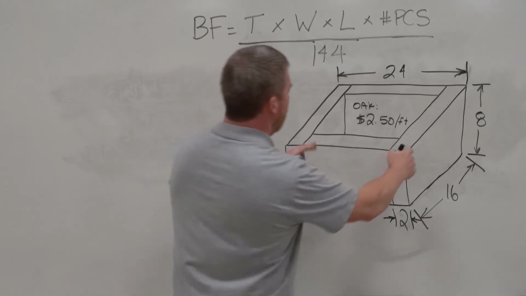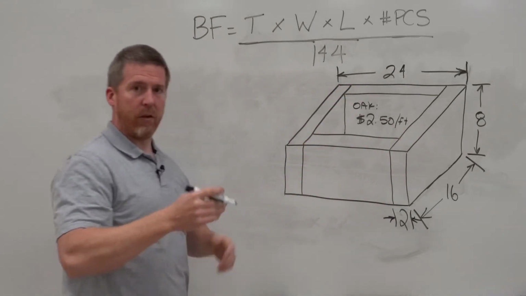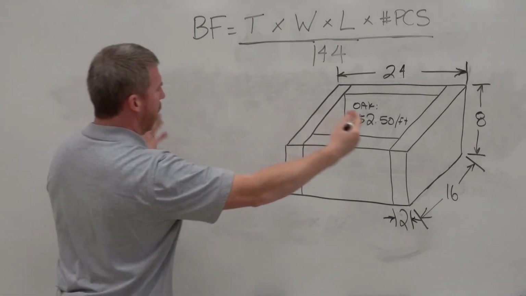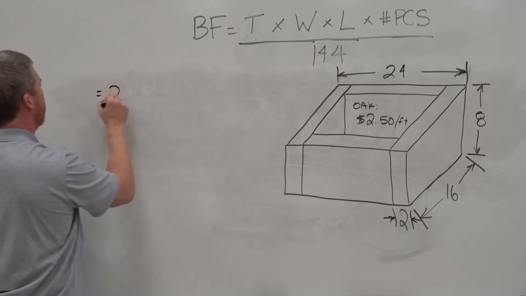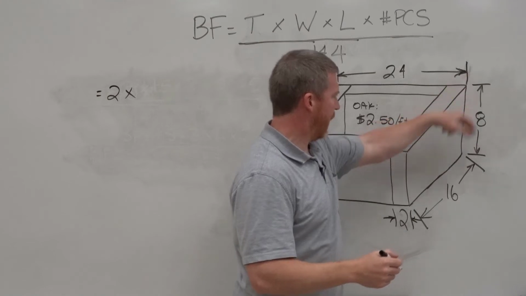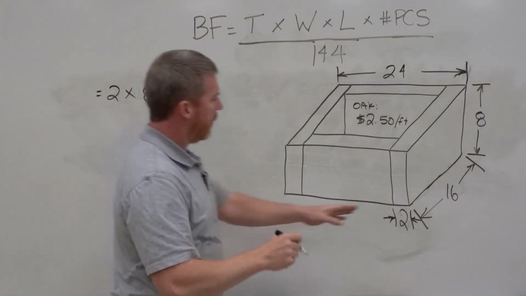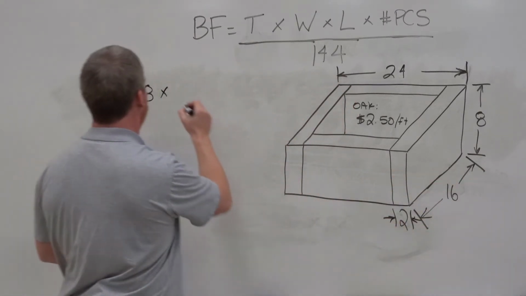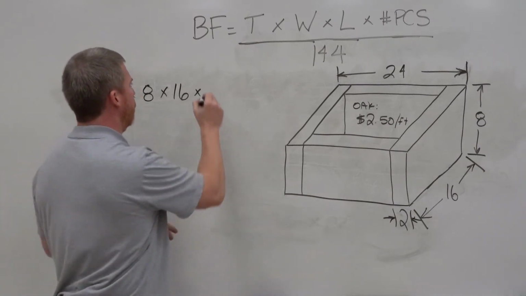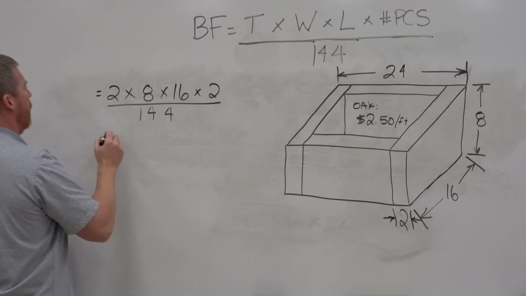So to start, we'll do our left and right pieces, and then we'll do our front and back after that. So I'm doing the sides first. We'll just put an equal sign here. Thickness of the left and right, 2 inches. Width. In this case, again, the numbers don't matter, but I would say 8 would be my width. Length, 16 front to back. How many are there? Left and right, there's 2. And divide that by 144. And those are the sides.